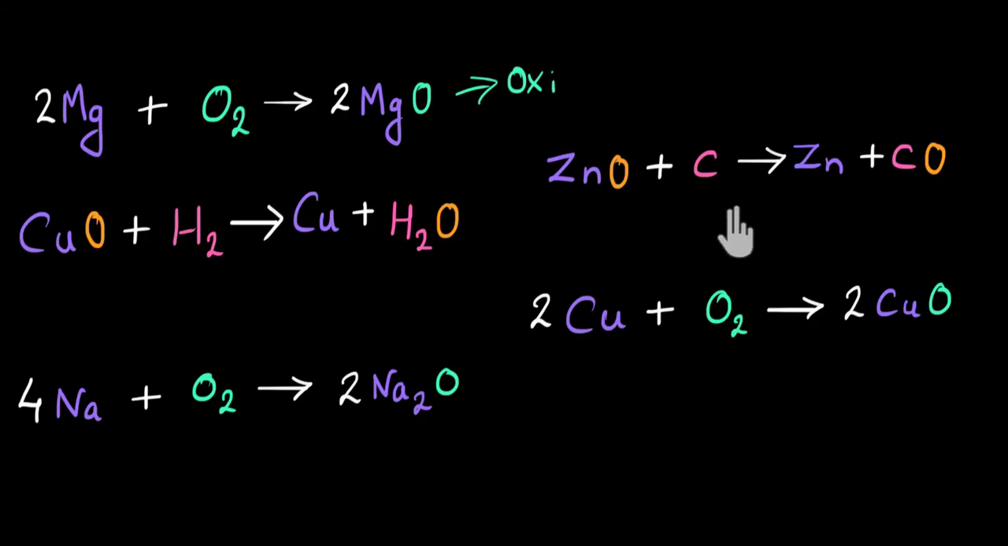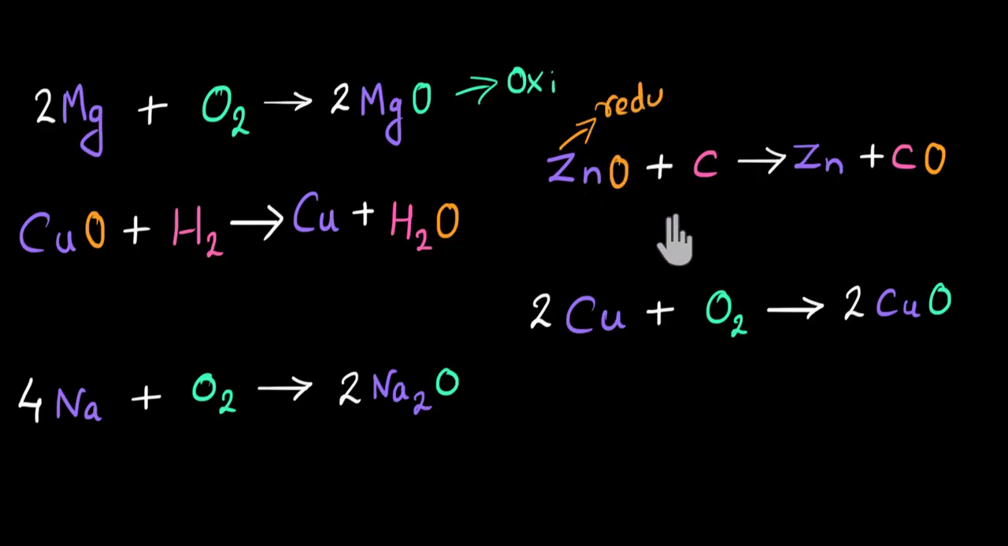Now this is the second example. Here I see that zinc oxide is reacting with carbon and giving zinc and carbon monoxide. So if I focus on zinc, initially it was combined with oxygen, but finally it has lost the oxygen. So zinc is losing its oxygen. So we can say that zinc is going through a reduction reaction, okay?